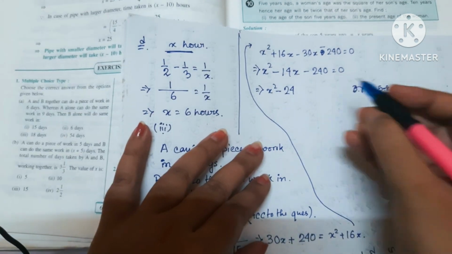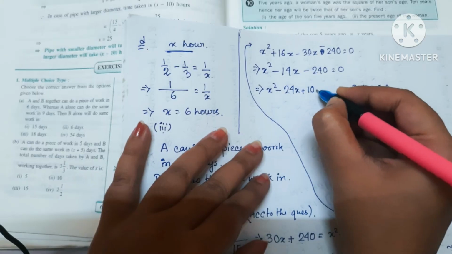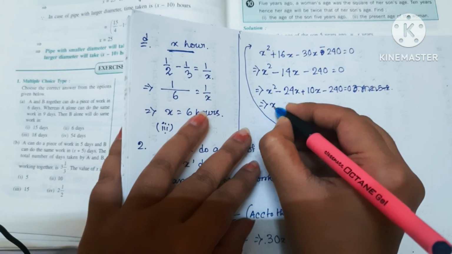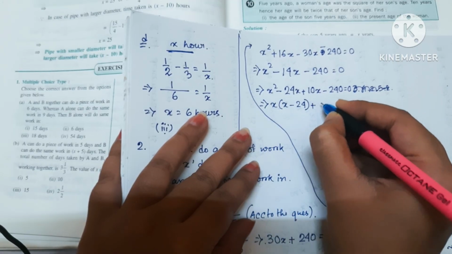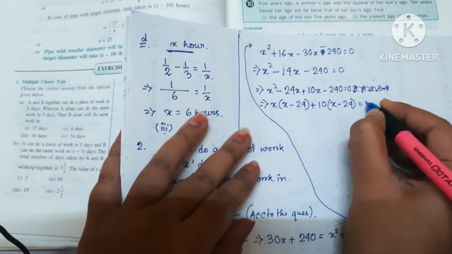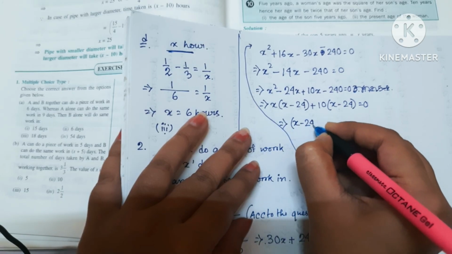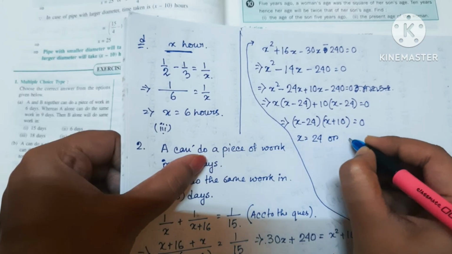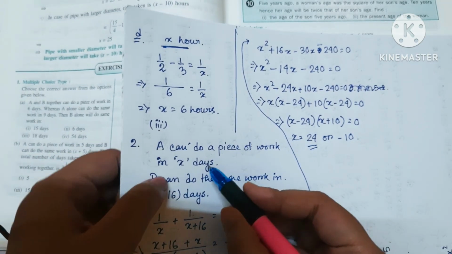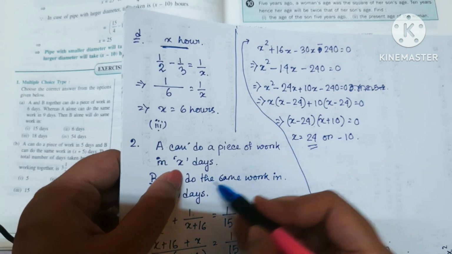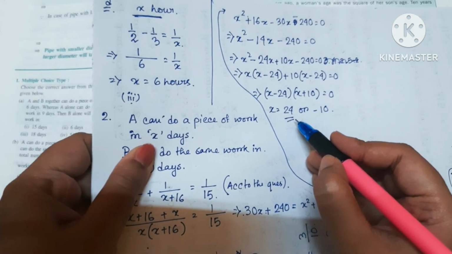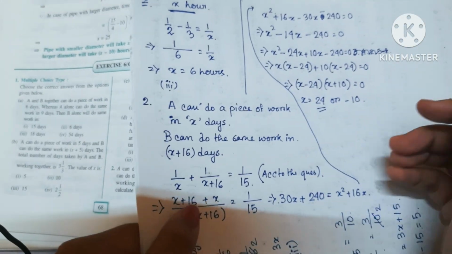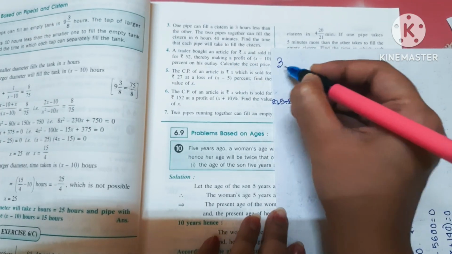So x will be 24, because this x is days. Days cannot be negative, so you have to take x equal to 24. Now see the problem, calculate x. So x will be 24. Now see question number 3.